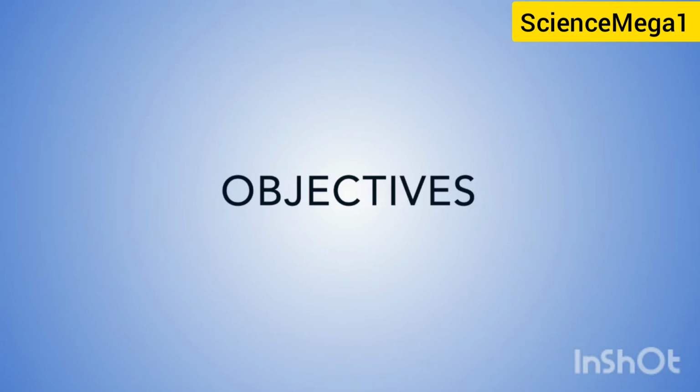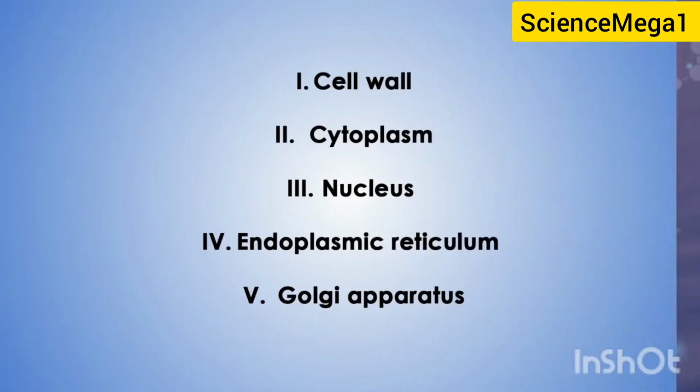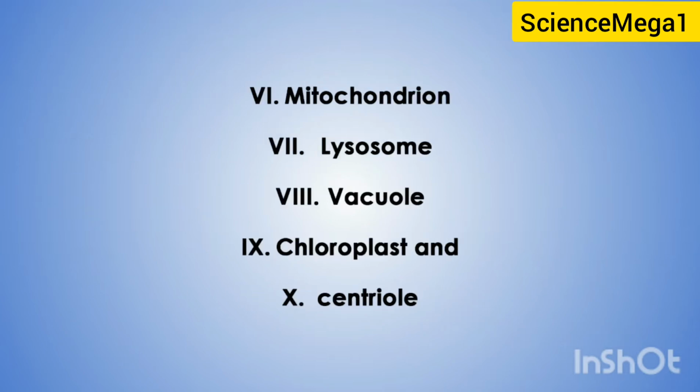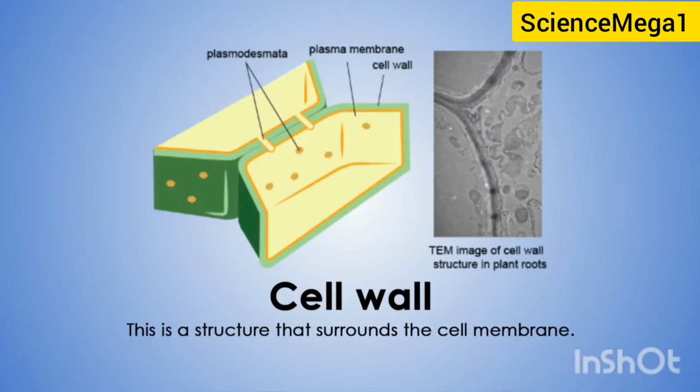By the end of this lesson, you will be able to describe the structure and functions of the following organelles: cell wall, cytoplasm, nucleus, endoplasmic reticulum, Golgi apparatus, mitochondrion, lysosome, vacuole, chloroplast, and centriole. We begin with the first one, cell wall.